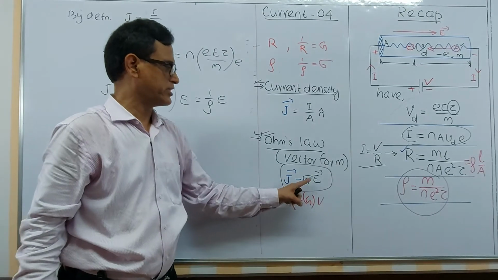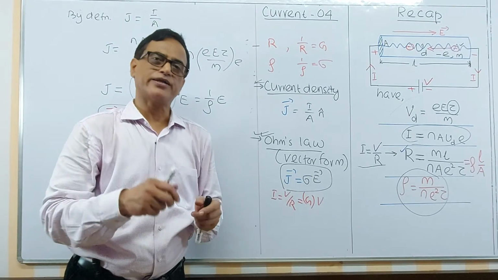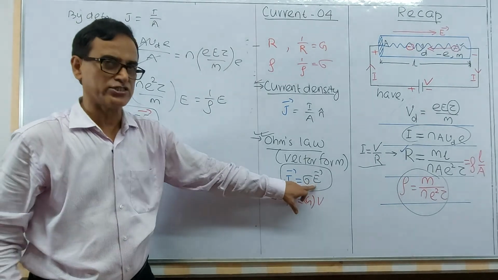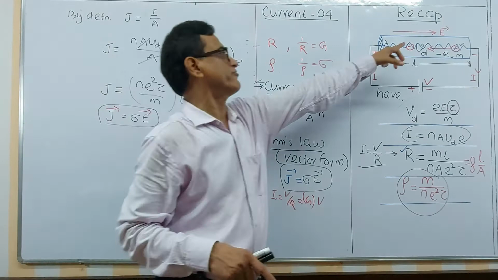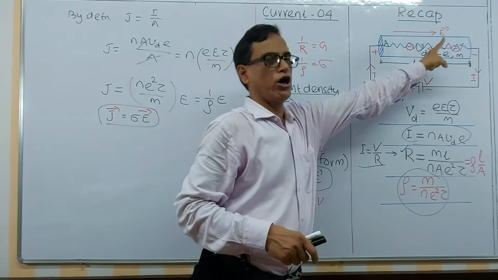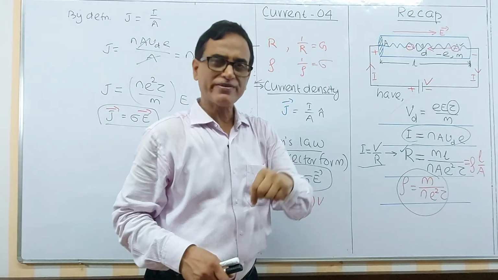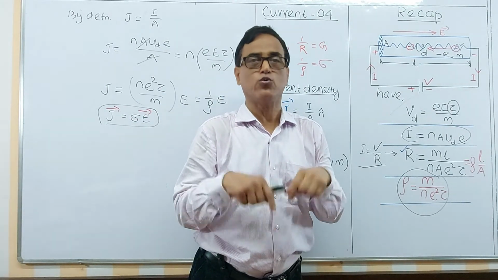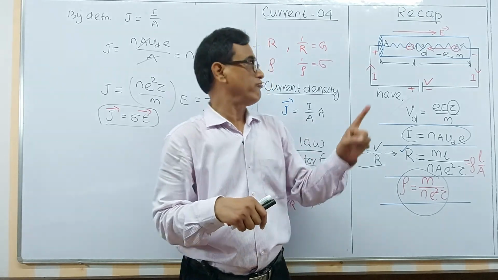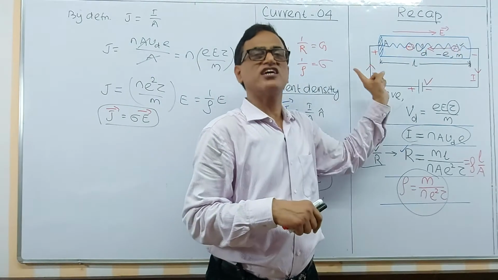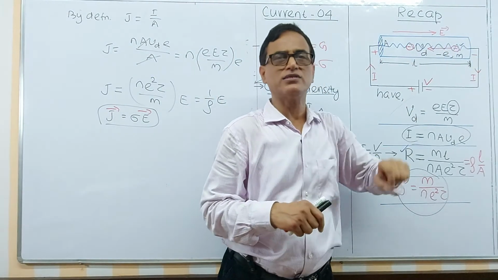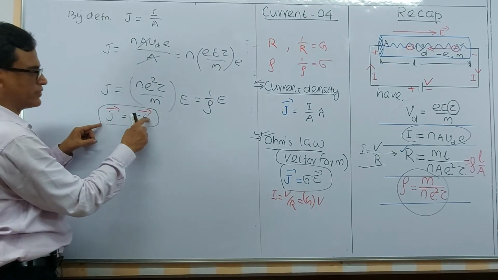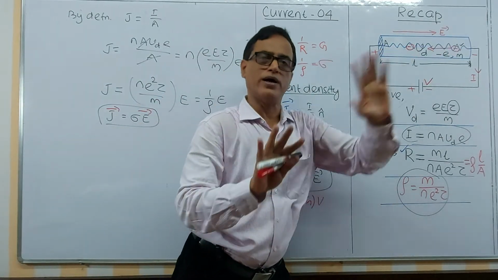And J vector is equal to sigma into E vector in vector form. Sigma being a scalar quantity, J vector takes the direction of the electric field. Remember, the electric field is directed from plus to minus. We take conventional current from plus to minus, and in reality the current density is in the direction of the electric field, also from plus to minus.